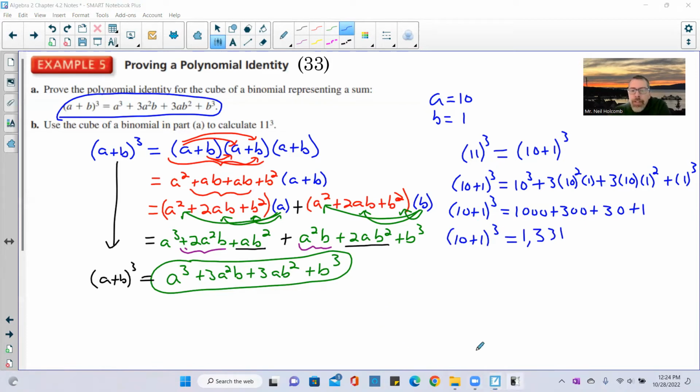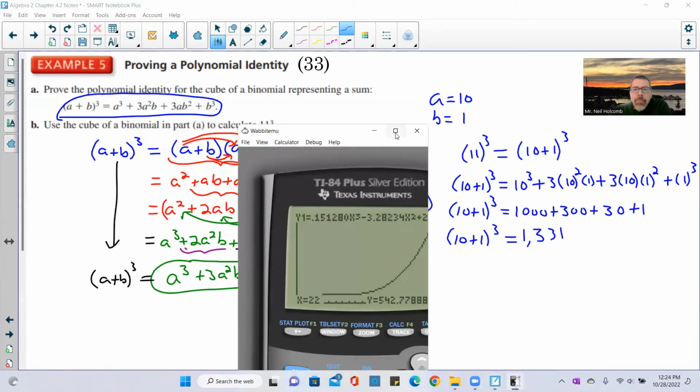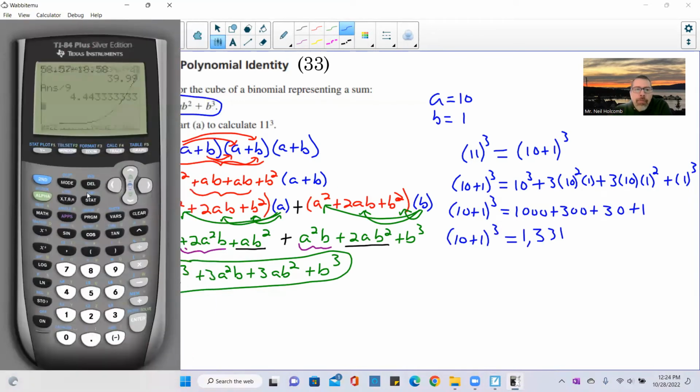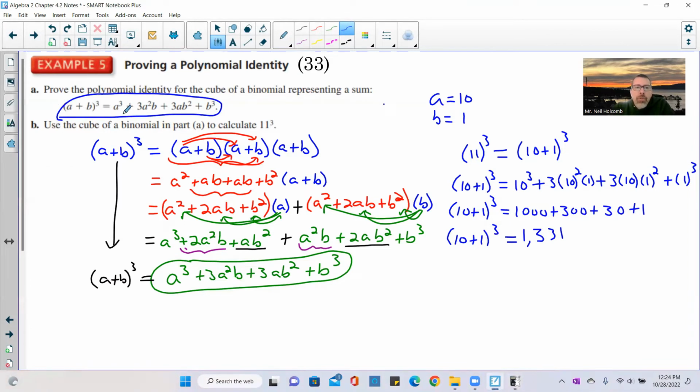So if I go to my calculator and go to my home screen, and clear it, and put 11 to the third power, I get 1,331. Okay, so that is using the cube of binomials of part a to calculate 11 cubed. All right, so from that proof and that calculation, you should now be able to do problem 33 on your assignment.